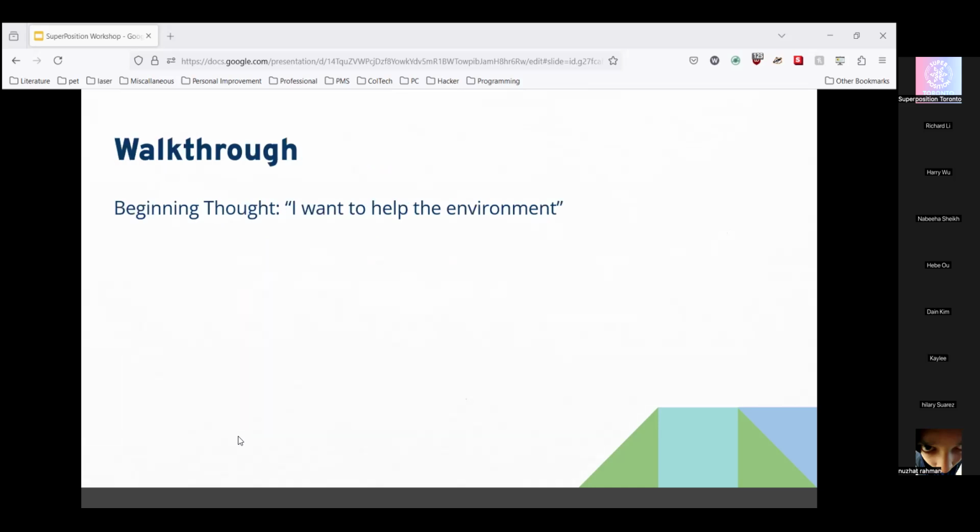Right. So I'd like to try to go through a sort of complete design process here. So again, we're dealing with sustainability here. So let's say our initial thought is I want to help the environment. But this is, again, like I said, not a specific enough problem definition. It's still too vague. There's still too many open possibilities. So I'd like for the audience to help me narrow this down in the chat.